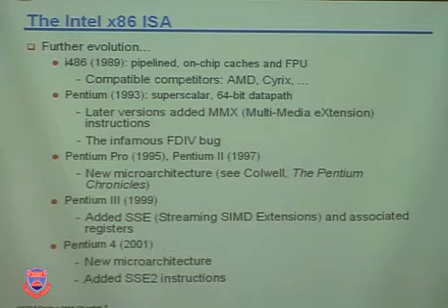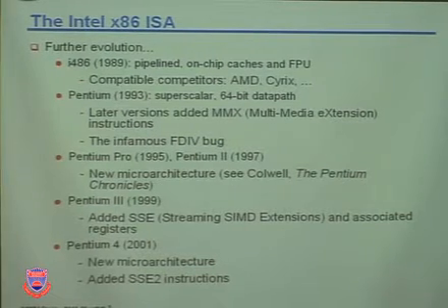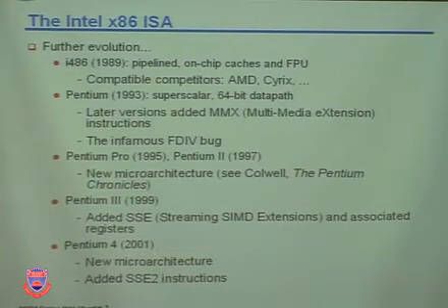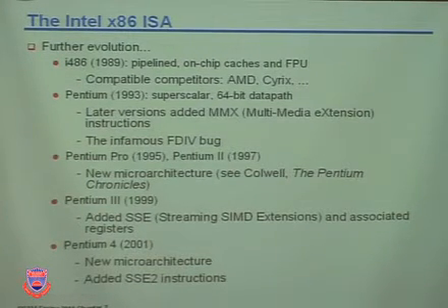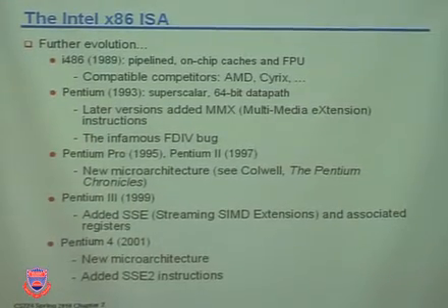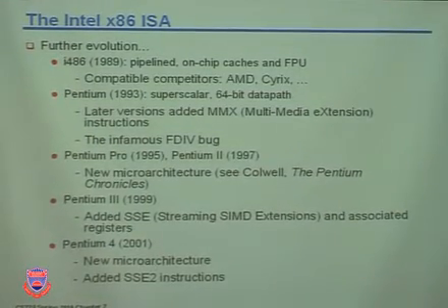Superscalar, meaning able to execute more than one instruction per clock cycle. 64-bit data path internally, even though it was still a 32-bit external world. Later versions added multimedia instructions and the famous division bug. So that's pretty famous, unfortunate history for Intel.